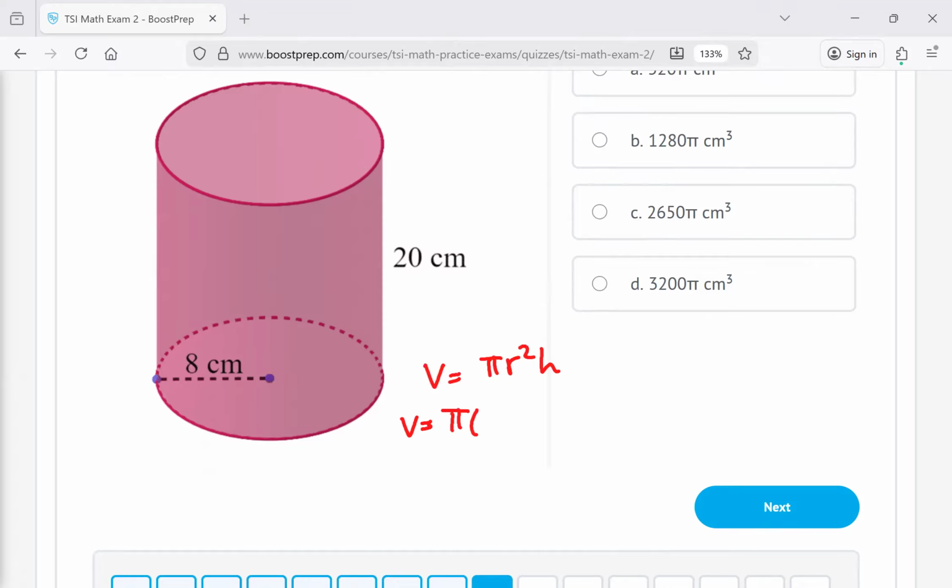So it's pi r squared times h, and they tell us everything we need. Sometimes they'll give you a diameter, but luckily we have a radius, which is 8, so it's 8 squared, and then my height is 20. This is pi, and then 8 squared is 64 times 20, and I get 20 times 64 is 1280. So 1280 pi.